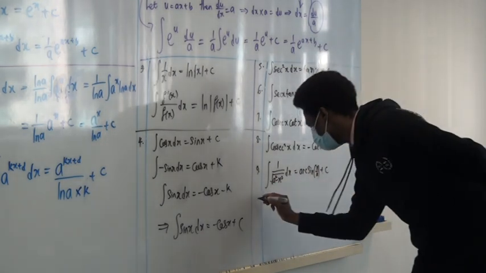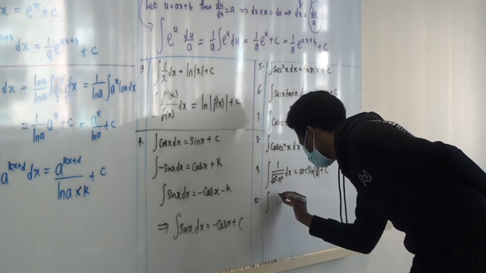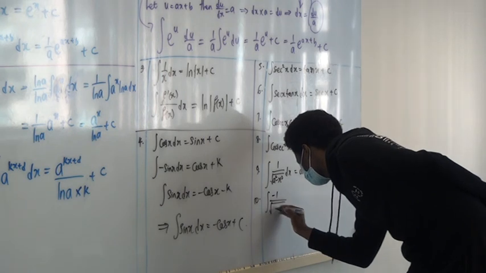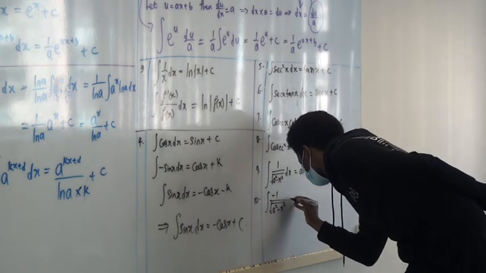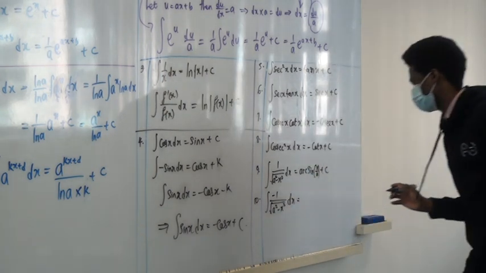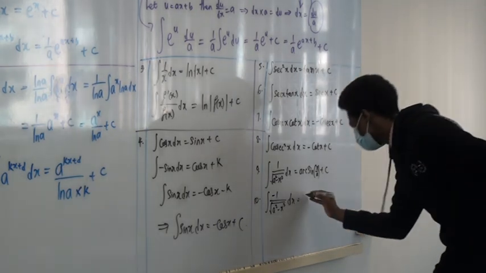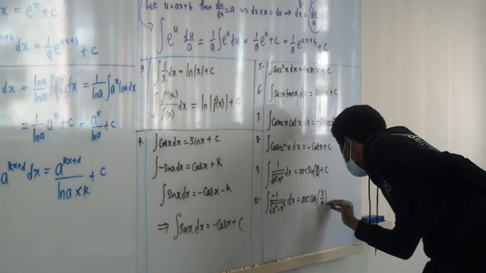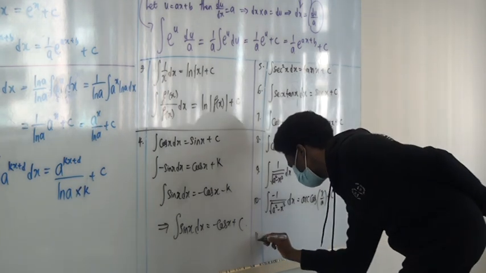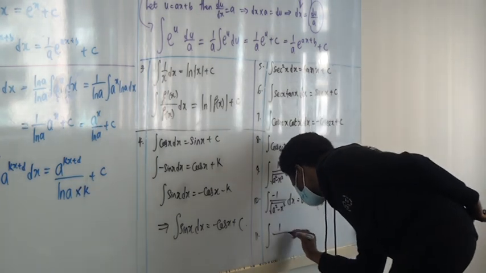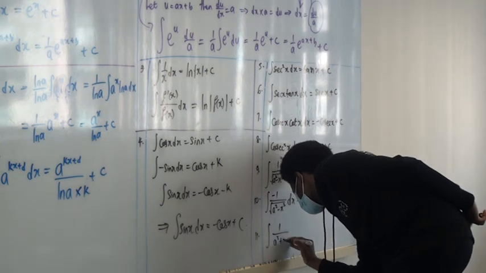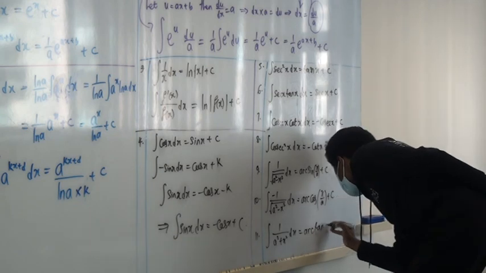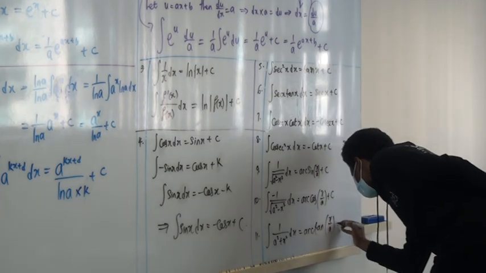So similarly, 10. The integral of 1 over the square root of a squared minus x squared dx. What would this be? Arc cos of x over a plus c. And finally, the integral of 1 over a squared plus x squared dx gives what? Arctan, yes, x over a plus c.